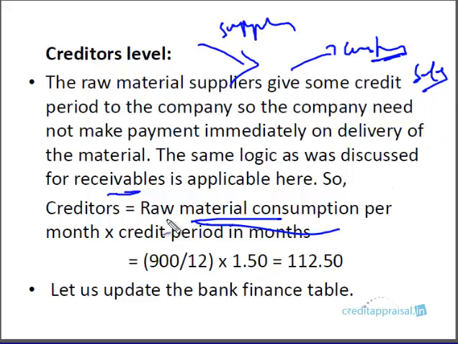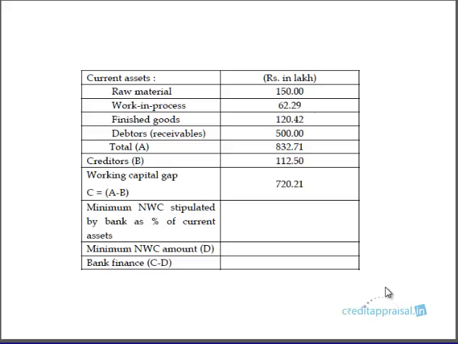So what is the raw material for this data? So what we said, sales per month. Now we are saying raw material consumption per month into credit period. That's the only change. Okay. So for this company, if you do the math, you're going to get 112.5 lakhs. So again, let us update the table. This is what the table is going to look like.